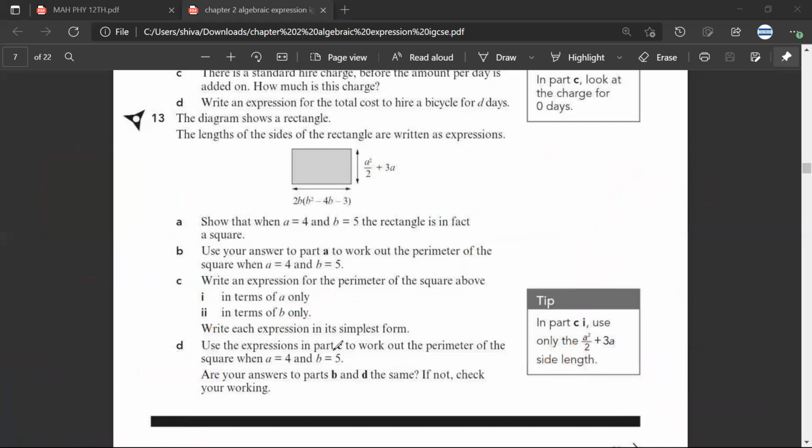Okay. Use the expression in part C to work out the perimeter of the square when A is equal to 4 and B is equal to 5. Satya, how should we do this?